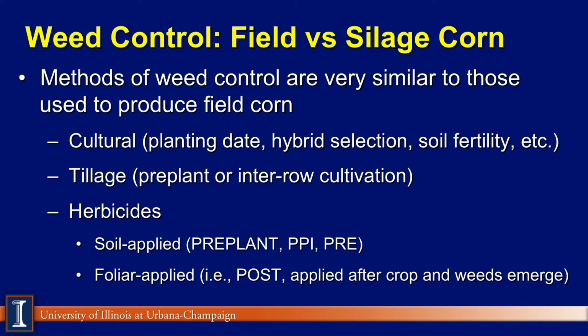These can be mechanically incorporated or pre-plant incorporated into the soil, or applied after planting, perhaps before the weeds emerge in a pre-emergence setting. And then foliar applied, and those would simply be herbicides that are applied after the crop and after the weeds have emerged.